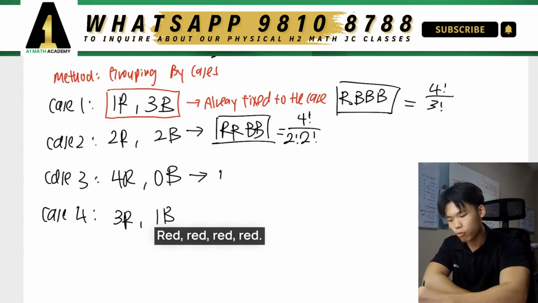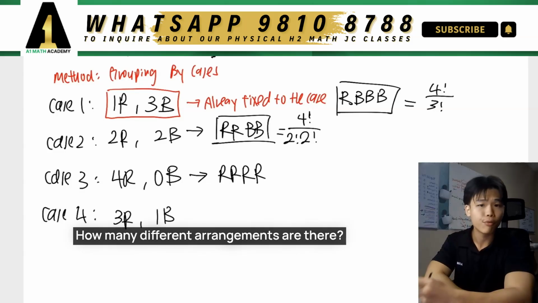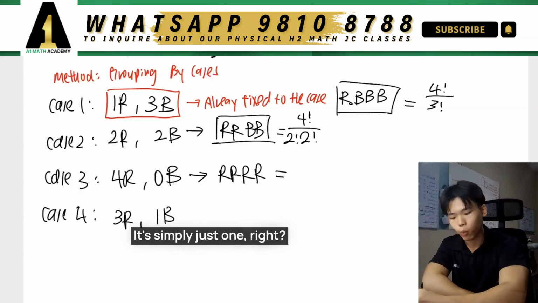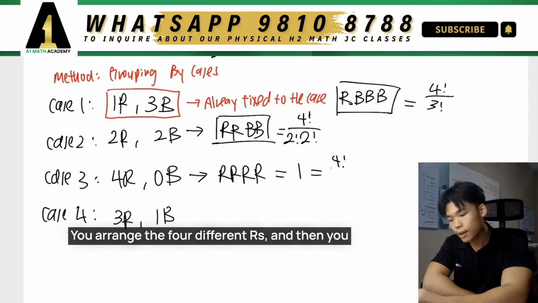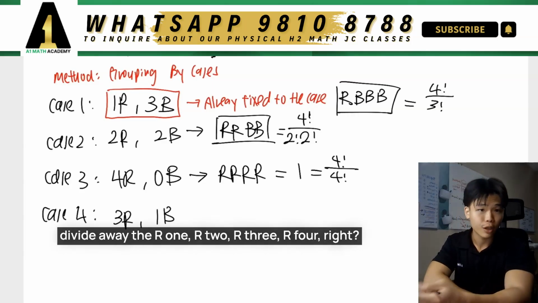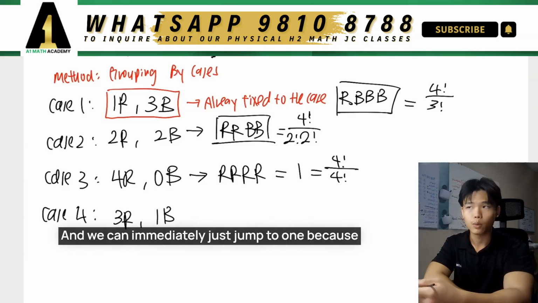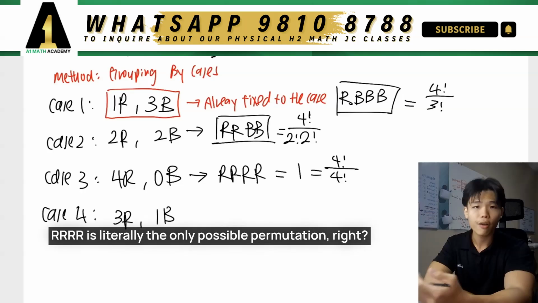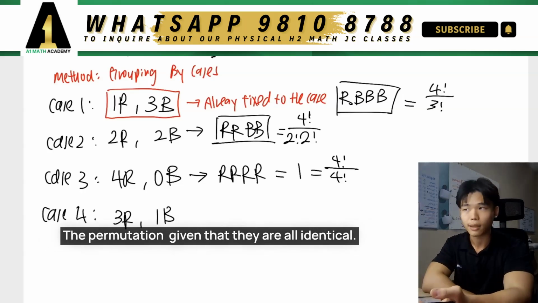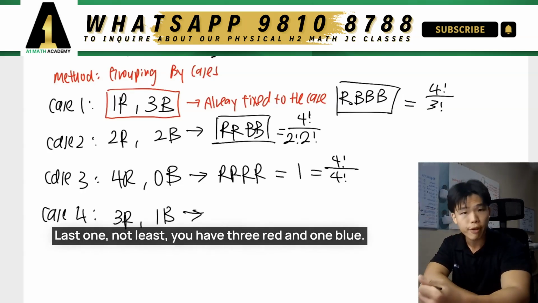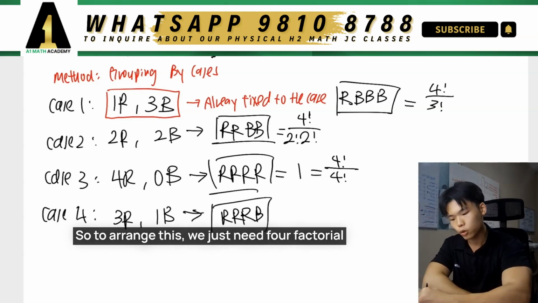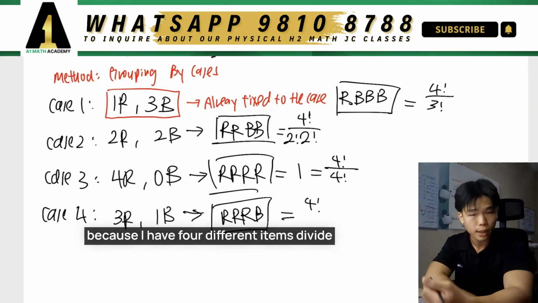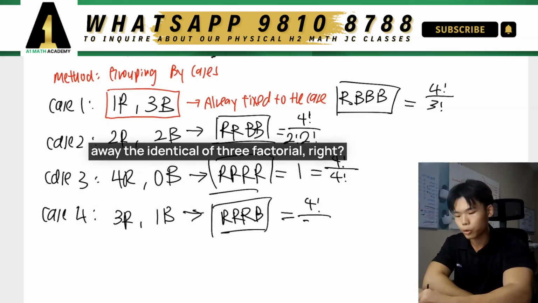If it's 4 red, how many different arrangements are there? It's simply just 1. Or you can view it as 4 factorial. You arrange the 4 different R's and then you divide away the R1, R2, R3, R4, which is just 1. And we can immediately just jump to 1 because R R R R is literally the only possible permutation, given that they are all identical. Last but not least, you have 3 red and 1 blue. So to arrange this, we just need 4 factorial because I have 4 different items, divide away the identical of 3 factorial.